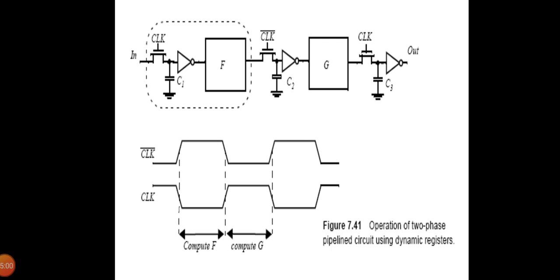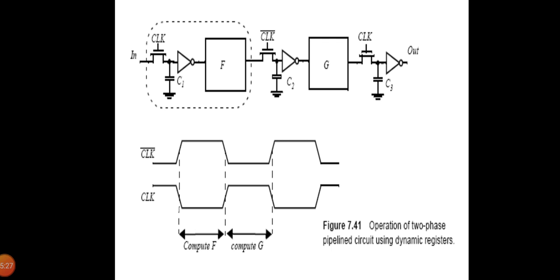The result of logic block F is stored on C2 on the falling edge of the clock bar, and the computation of logic block G starts. The non-overlapping of the clocks ensures correct operation. The value stored on C2 at the end of the clock low phase is the result of passing the previous input, that is stored on the falling edge of clock on C1, through the logic function F.